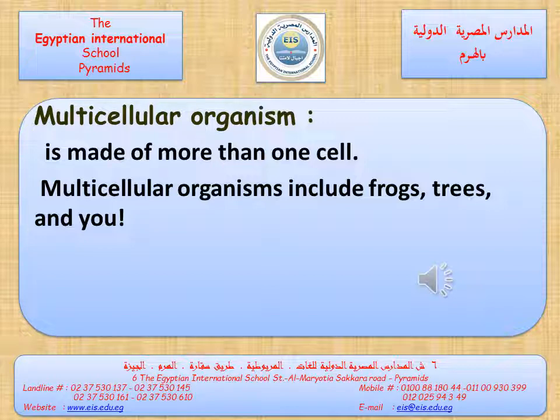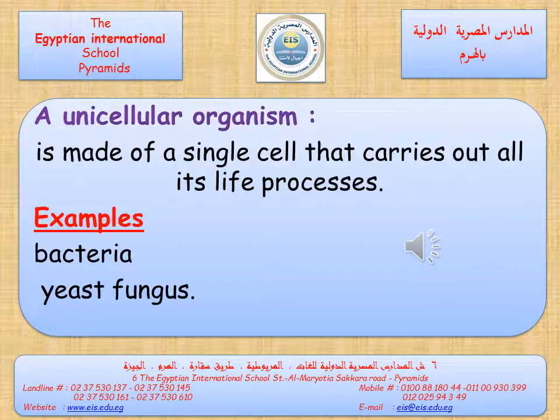It's a living organism that has more than one cell. Like what? Like plants, like animals, even you, like humans. So you and plants and animals are multicellular organisms. Why? Because our body consists of more than one cell.